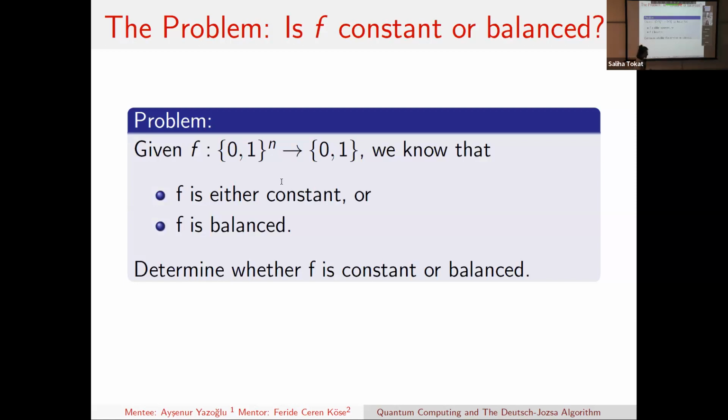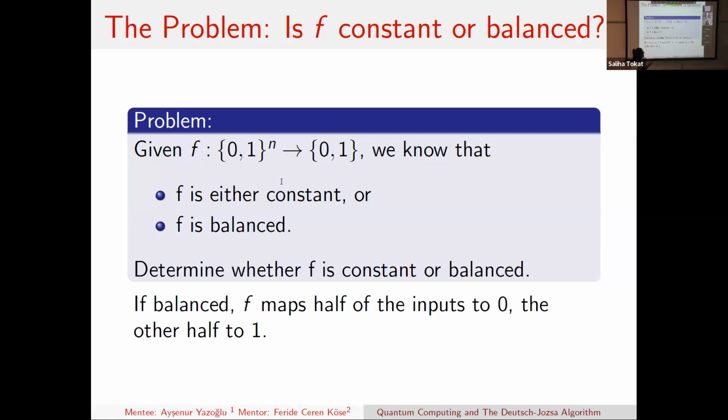So far I have provided you with enough information. Now let's think about this problem. What we have here is an n-length binary function. We know that it's either constant or balanced. By the way, when I say balanced, I mean that it maps half of the inputs to 0 and the other half to 1.